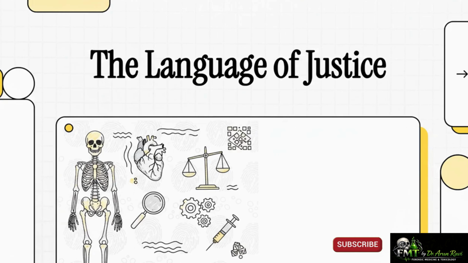You ever watch a crime show and feel like you need a dictionary just to keep up? They're throwing around words like autopsy, rigor mortis, culpable homicide. But what do they actually mean? Well, if you've ever wanted the ultimate decoder ring for the world of forensic science, you are in exactly the right place. All right, let's get into it.